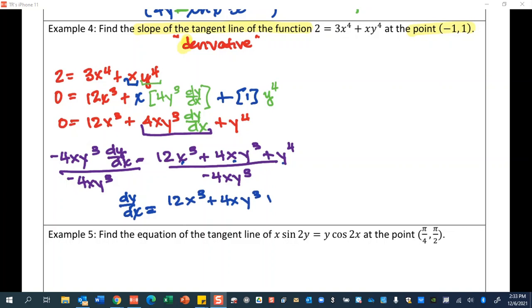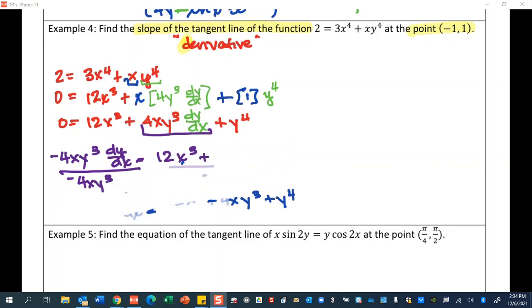Where did I lose you? Speak up. Shouldn't there not be a 4xy to the third in the numerator, in the purple? Because you said the other side? Yeah, it's on the other side. So 12x cubed, I subtracted that, plus y to the 4th, times negative 4xy cubed. Now am I good?